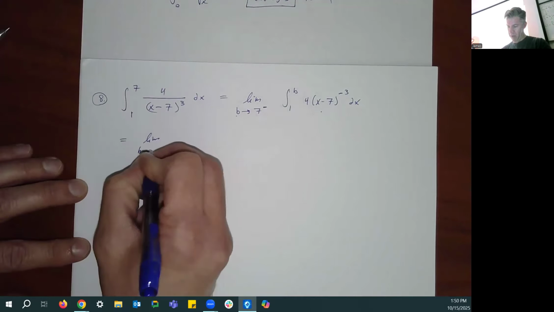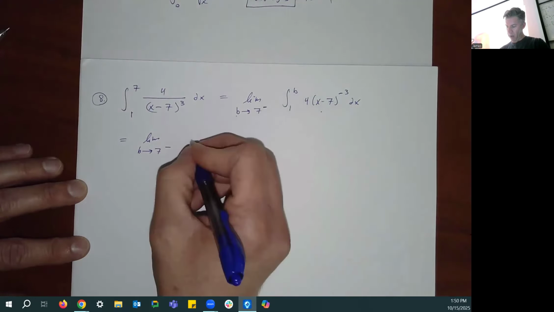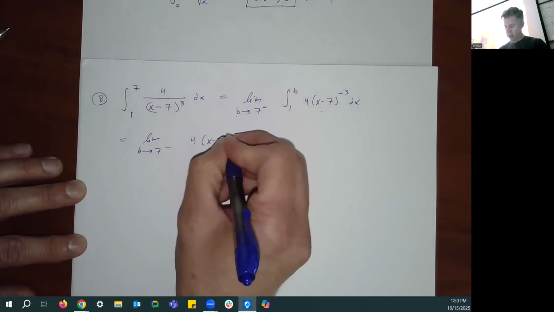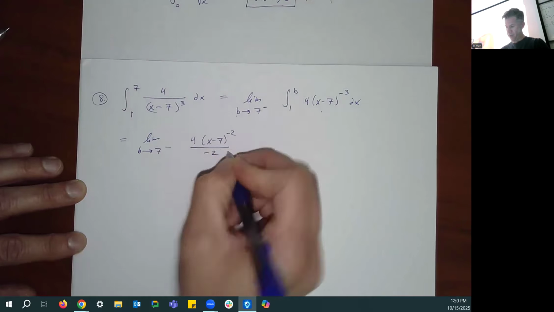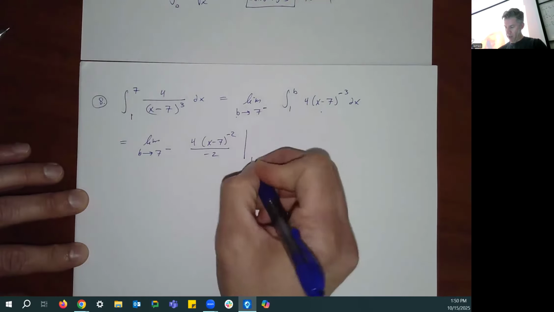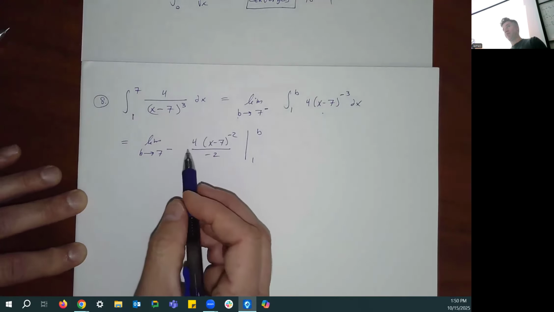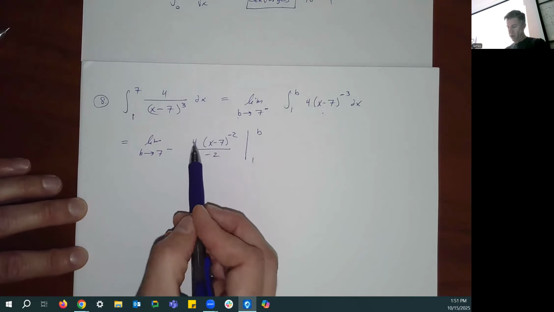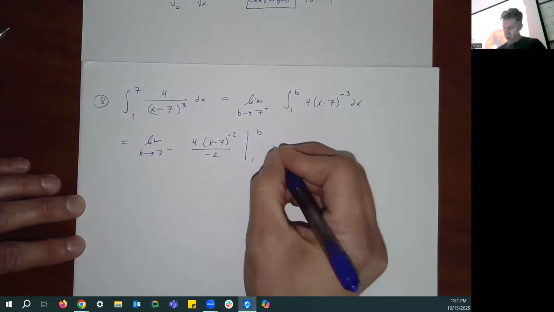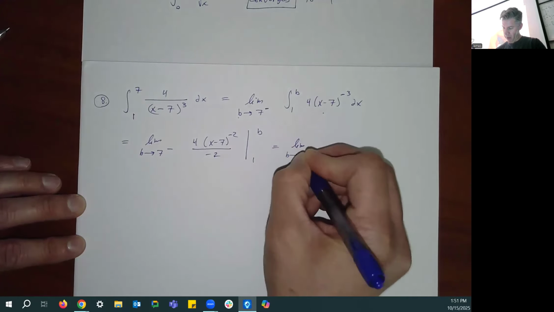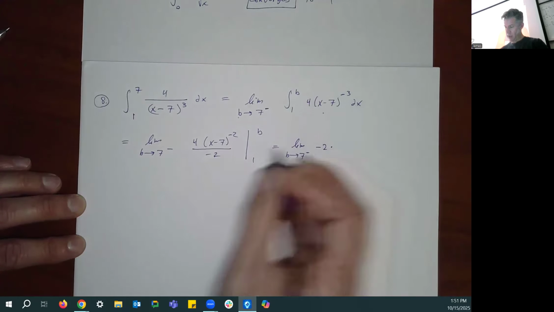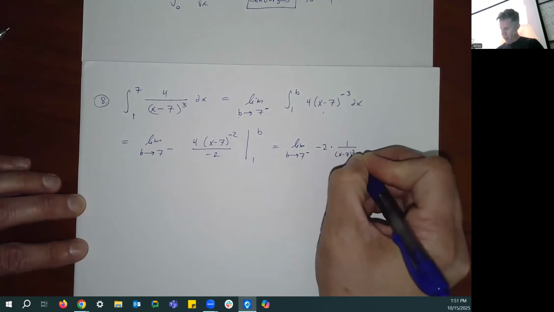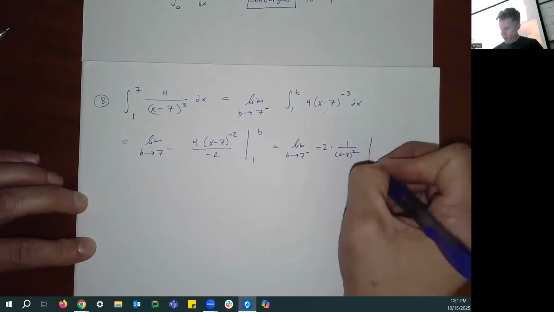Let's say we have the limit as b approaches 7 from the left. The 4 hangs out. The antiderivative of x minus 7 to the negative 3rd is x minus 7 to the negative 2nd divided by negative 2, evaluated from 1 to b. And now, just like before, I like my powers to be positive. I just find it easier to think about what's going on. 4 divided by negative 2 is negative 2. So this is the limit as b approaches 7 from the left of negative 2 times x minus 7 to the negative second, which is 1 over x minus 7 squared. Yes, I know I could have put the negative 2 on top. I just didn't. From 1 to b.